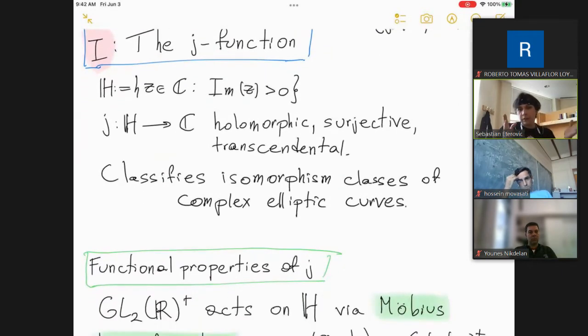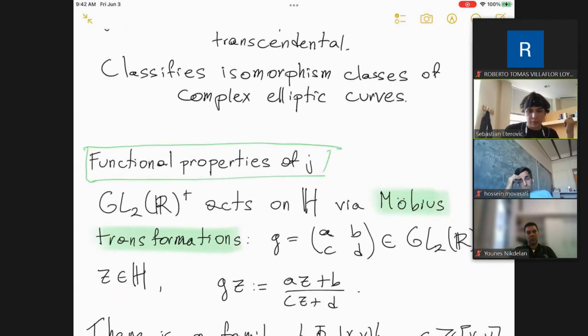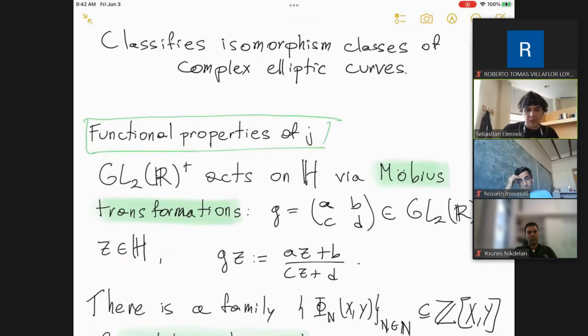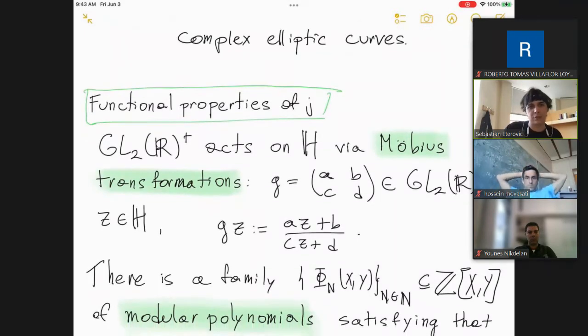Now, even though the J function is a transcendental function, it has important algebraic properties. So I want to go over these properties now, functional properties of the J function. So everybody I think knows that on the upper half plane, you have the action by matrices with real coefficients and positive determinant. Those matrices act on the upper half plane via these Möbius transformations. And here is the action described.